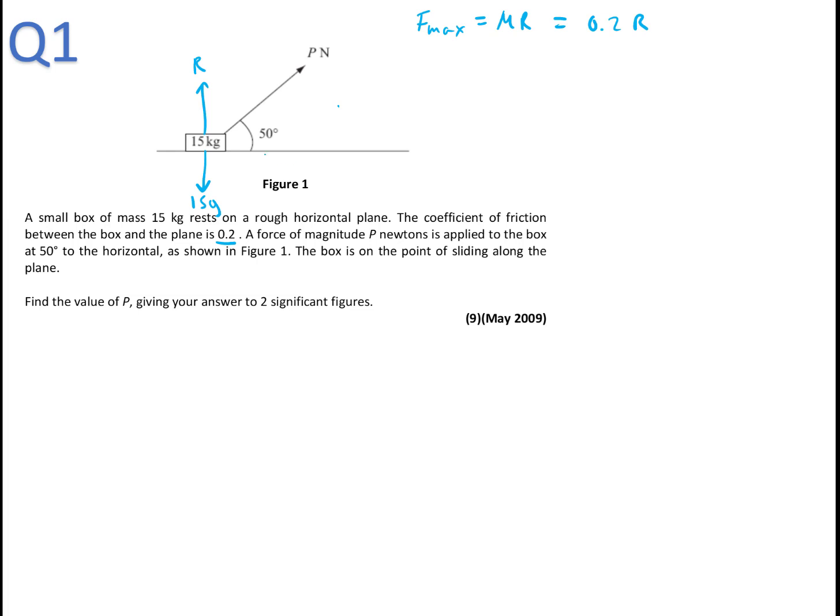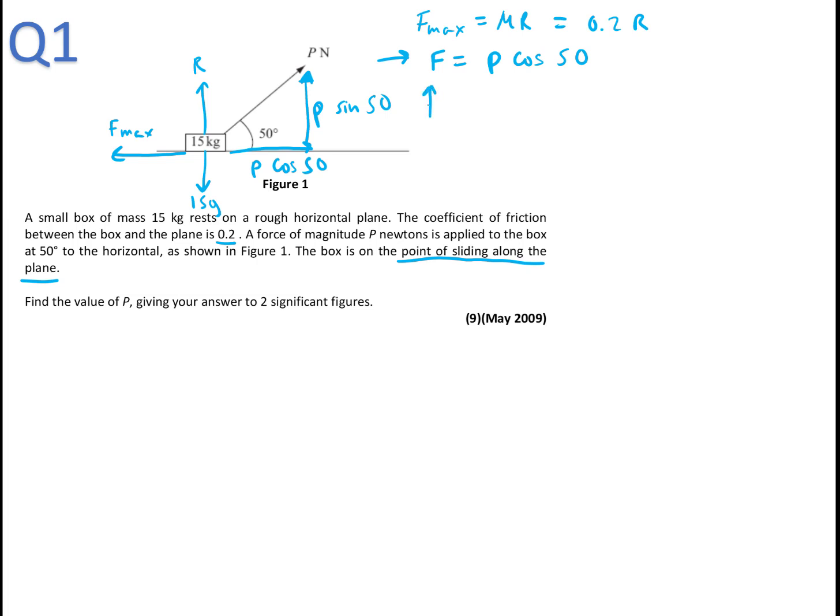Now, because it's going along a plane, we can resolve horizontally and vertically. If you look at the direction of the force, we can draw the arrows like so. So this must equal P sine 50, and this is P cos 50. That's step one to answering this. Now the box is on the point of sliding along the plane. At the point of sliding, the force this way is going to equal this F max, the frictional max from before. So that force is going to equal, resolving horizontally, P cos 50.